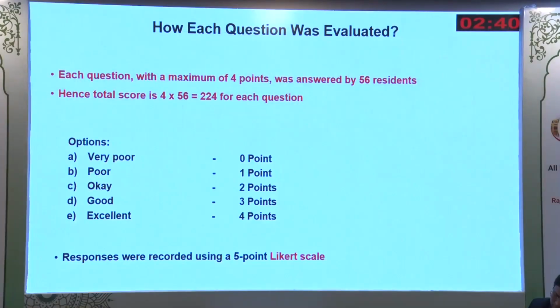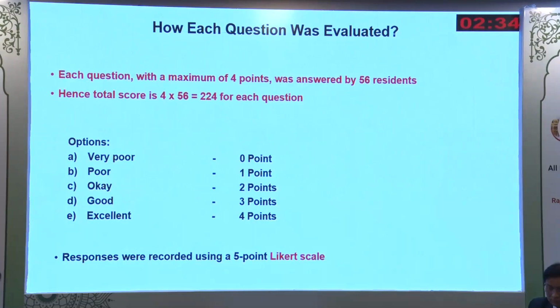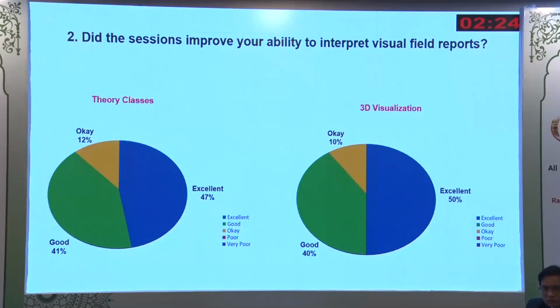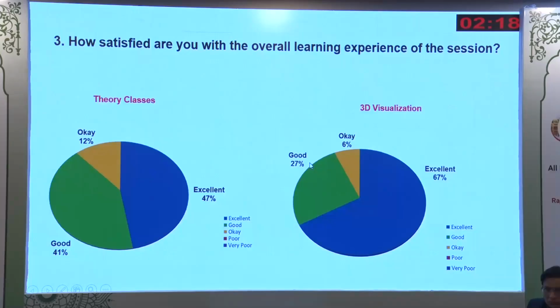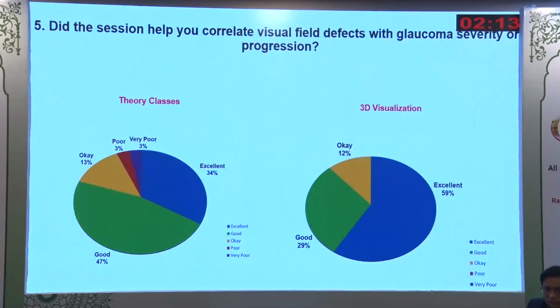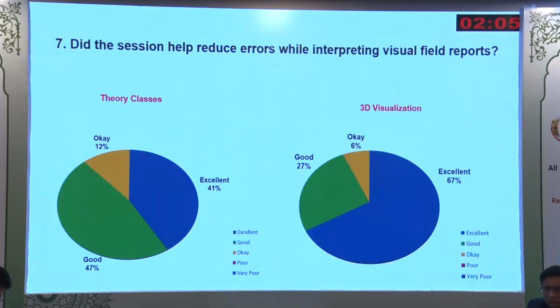The Likert scale was 0 to 4, with 56 participants making it 224 points, which was evaluated with the standard deviation for the following questions. Did the session help you to understand the visual concepts better for the 2 classes, and did the ability to interpret visual field reports improve? On the right hand side, you can see that the reports were much better, with the overall learning experience evaluated. The clear visualization of the visual field effects was evaluated. Correlating the visual field effect with progression or severity was also done. Confidence in interpreting the visual fields in sessions was seen, as was reducing errors in interpreting the reports.